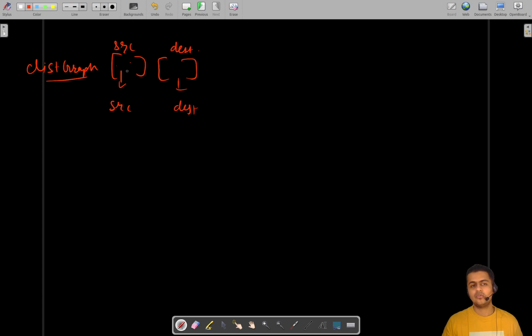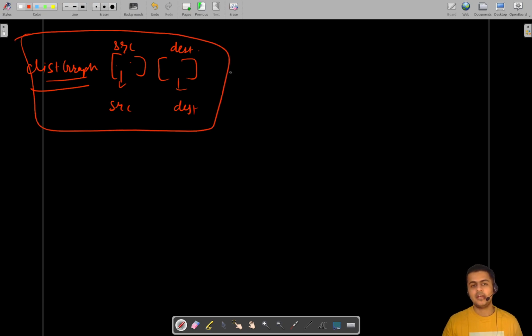We have to check the distance between these two, and this distance graph value represents the distance between the source and the destination city. We will update this distance if there is an intermediate node which helps us reach from source to destination in a shorter distance.